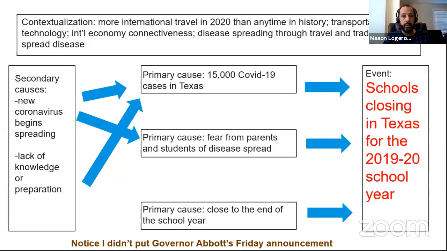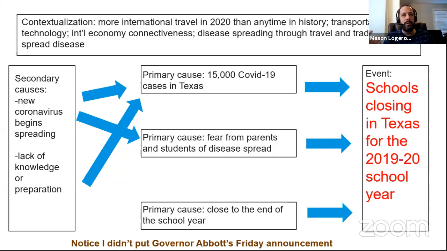But the primary causes, these are things that once they happened, you had to close the schools for the school year. One, as of this weekend, there are about 15,000 cases of COVID-19 in Texas. That's a lot. Schools are going to have to close for that.